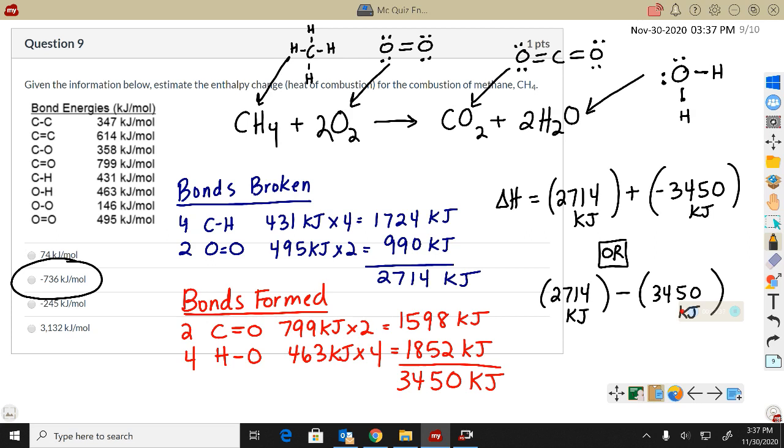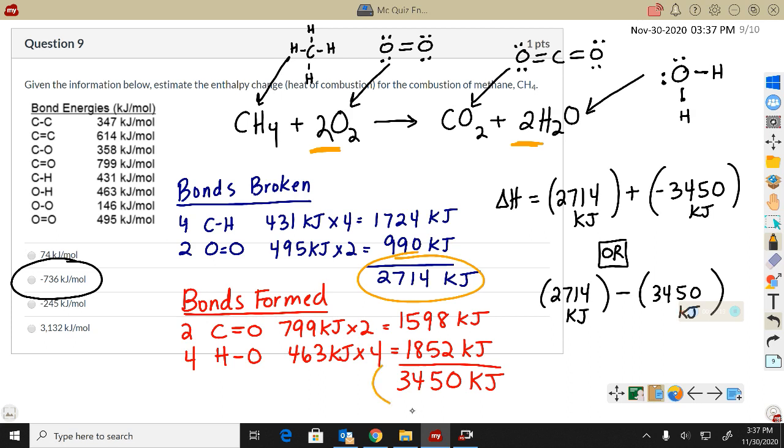And then again, I kind of have to think about what my Lewis structures would look like and be careful of my ratios from the balanced equation. So I'm going to have to break 4 total carbon-hydrogen bonds in the methane. I've got 2 moles of oxygen, so I'm going to have to break 2 moles of O2 double bonds for a total of about 2,700 kilojoules. Then on the product side, I had 1 carbon dioxide. That'll involve 2 carbon-oxygen double bonds. And then there's 2 moles of water. Each would have 2 hydrogen-oxygen bonds for a total of 4.